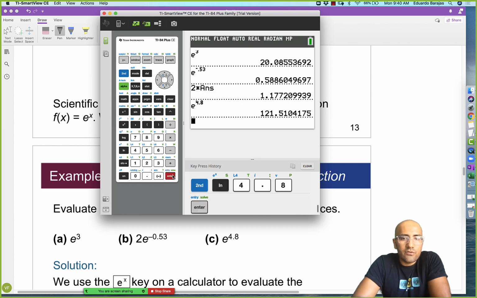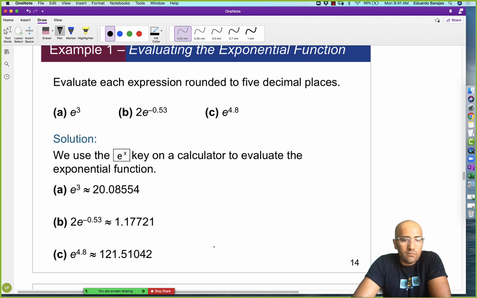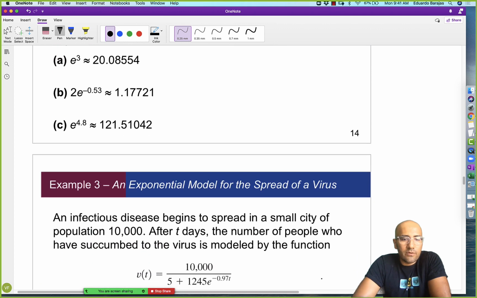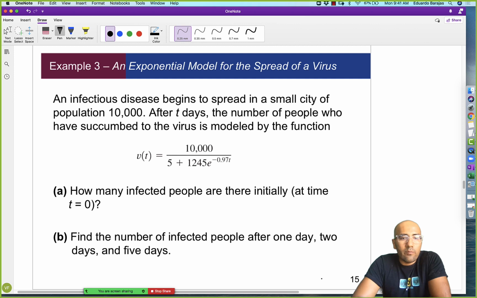Any questions on how to use your calculator to approximate these values? No? Nobody? Good. So same results we got from my calculator. Any questions? Okay, one of the reasons e is so important is because it appears a lot in nature.